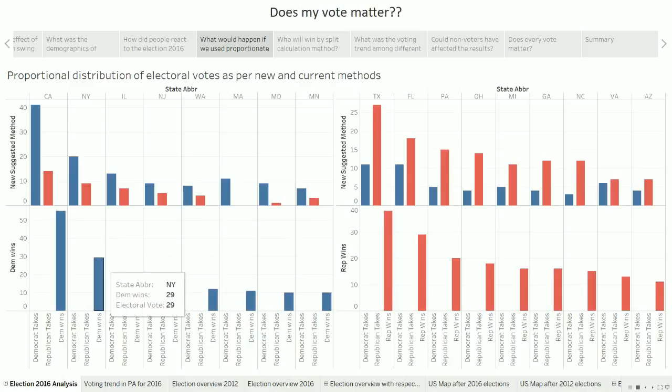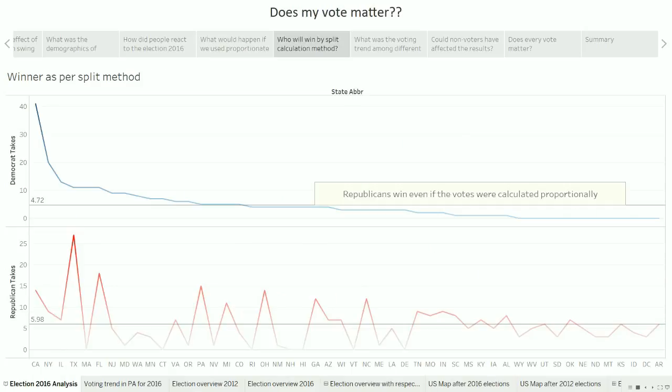Here, as per the current method in New York, Democrats received 29 seats, but by the proportional method, they would have lost 9 electoral votes. Similarly, for Pennsylvania, the Republicans would have lost 5 electoral votes. Let's see who would have been the winners with this method. Here we see the Republicans are still the clear winners, with the mean of electoral votes of Republicans greater than the mean of electoral votes received by Democrats. The total votes as per this method received by Democrats and Republicans would have been 299 and 236 respectively.